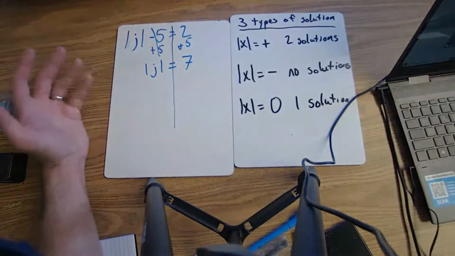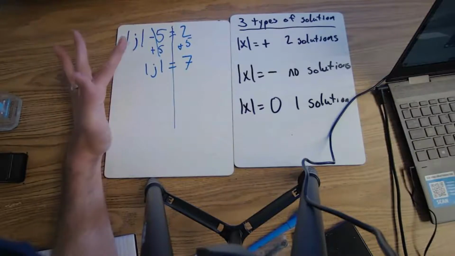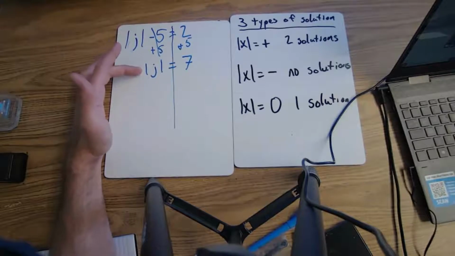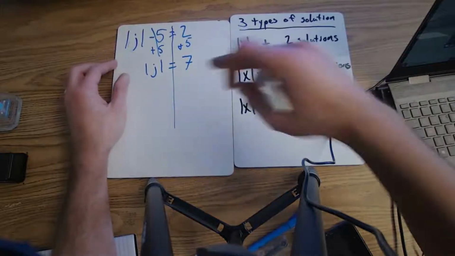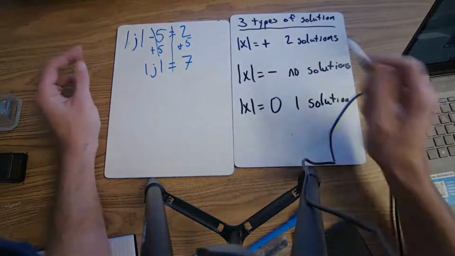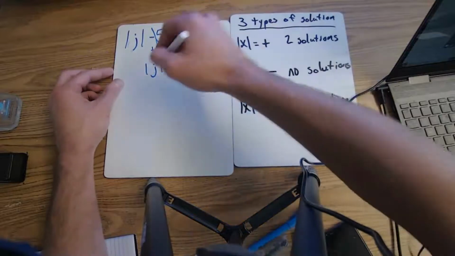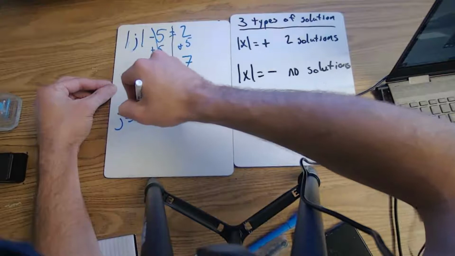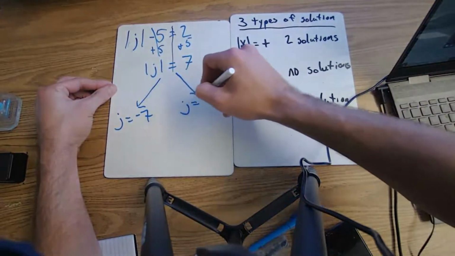Okay? So far, it's just like any algebra problem. What you do is you just either add, subtract, or divide, whatever you got to do to get the absolute value bars all by itself. Okay? Now, once you get the absolute value bars by itself, this is when things get a little different. Okay? Now, remember, if it equals a positive number, there's 2 possible solutions. J could be the negative solution, or J could be the positive solution.